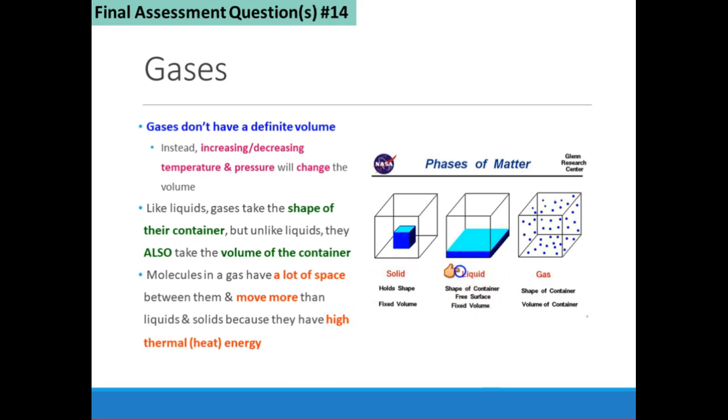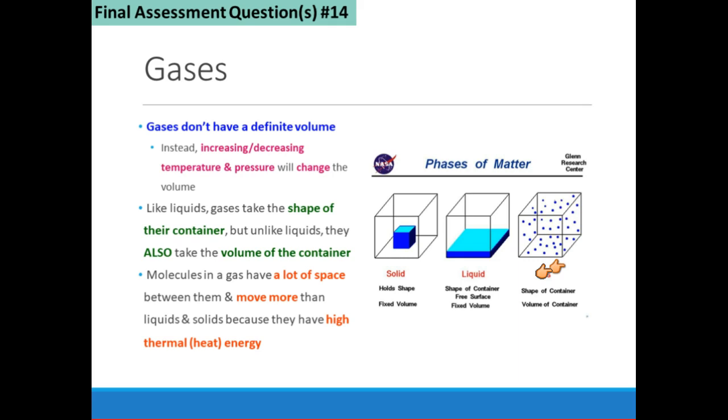So you'll notice a liquid spreads out to take the shape of its container. But unlike liquids, they also take up the volume of the container. So they don't just stay at the bottom of the container, they actually spread out to every single edge of the container. So they will take on the volume of their entire container. Which means that if you open the container, they'll just continue to spread out further and further because then they're no longer enclosed.